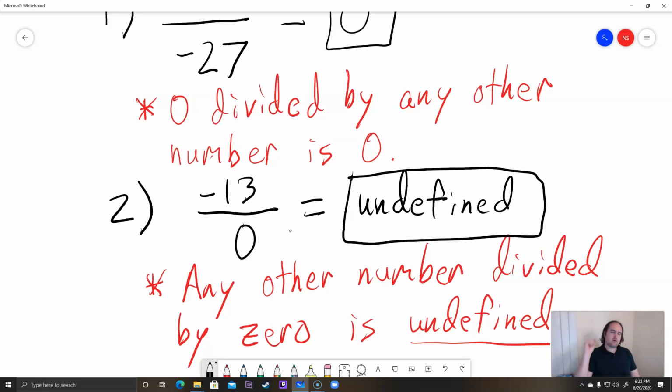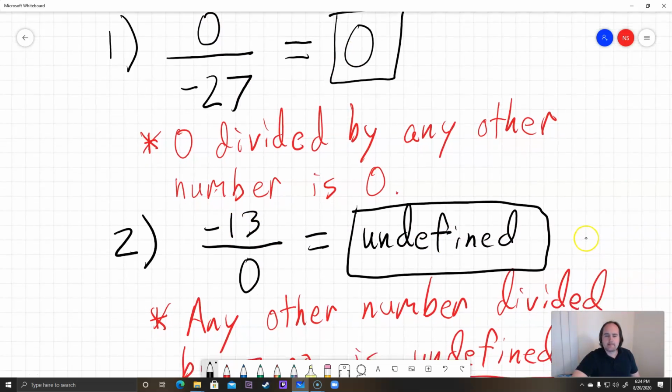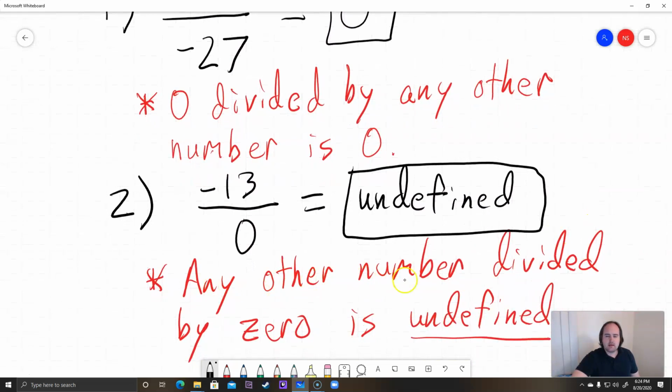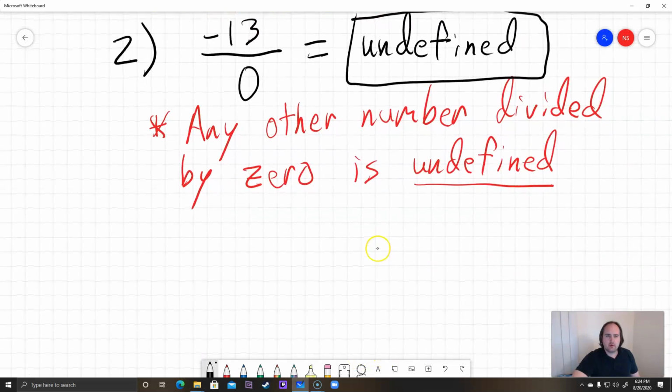Okay, so whenever you're dividing by 0 or you're doing 0 divided by something else, it's actually probably the easiest two cases when you're dividing, because 0 divided by anything else is 0, and then anything else divided by 0 is always undefined. Okay, so any other number divided by 0 is undefined. All right.